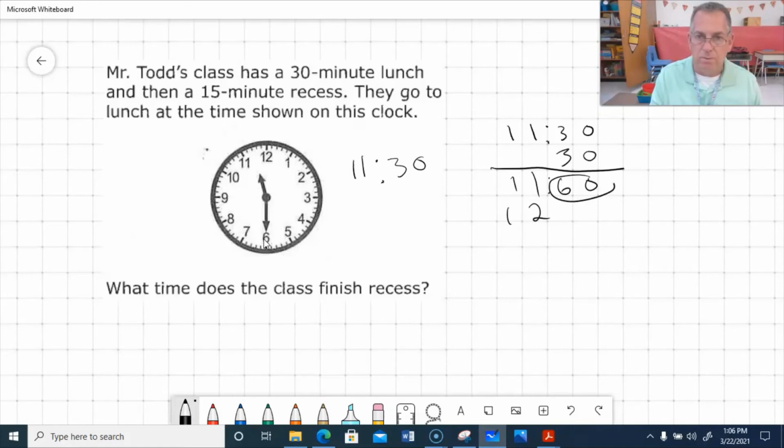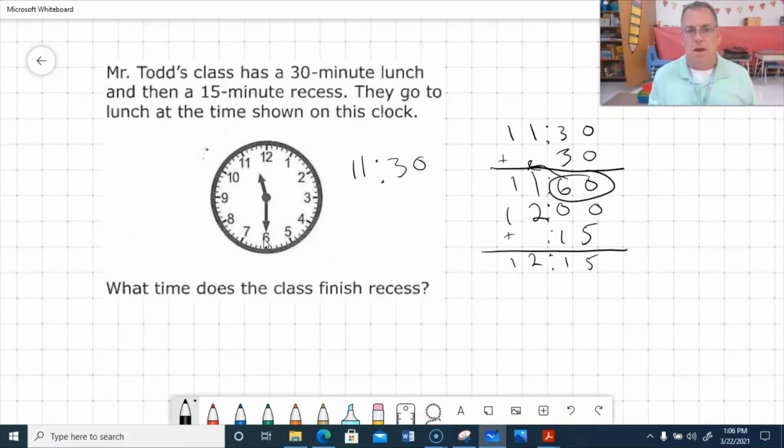Because I know I'd have to regroup this right here, and that would move over here, because 60 minutes equals 1 hour. And then I wouldn't have anything left there because I took all 60 minutes. Then if I add another 15 minutes to it, addition sign there, addition sign there, that would be 12:15.